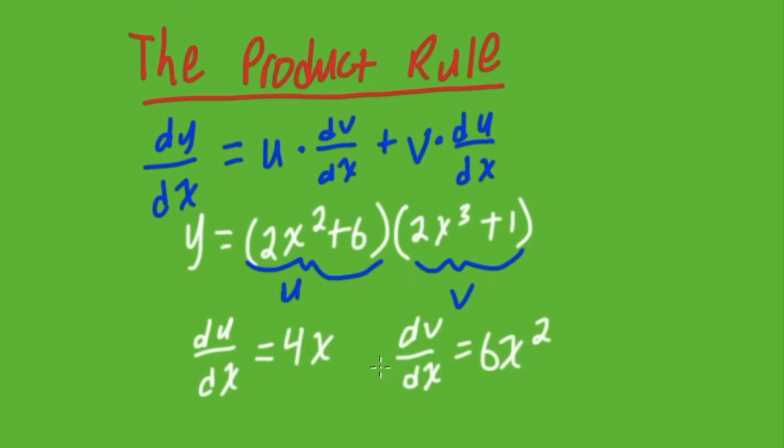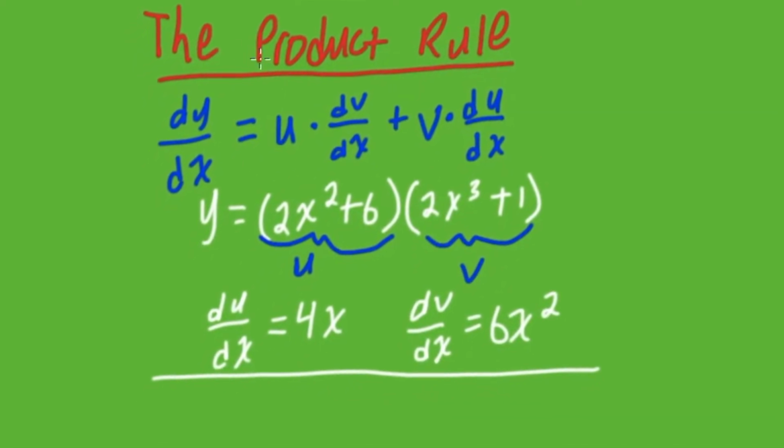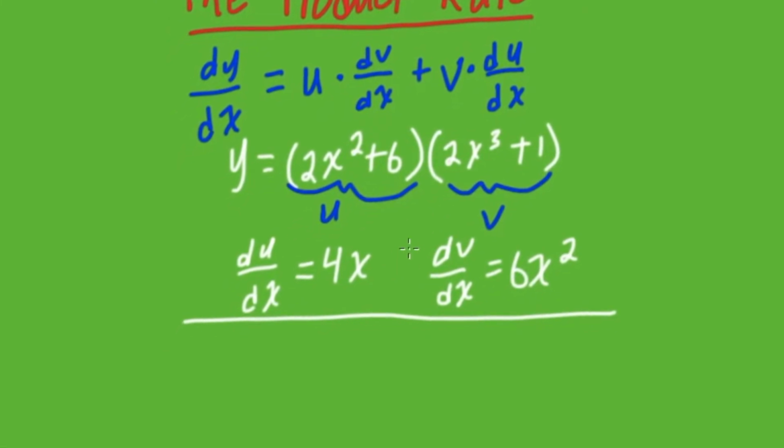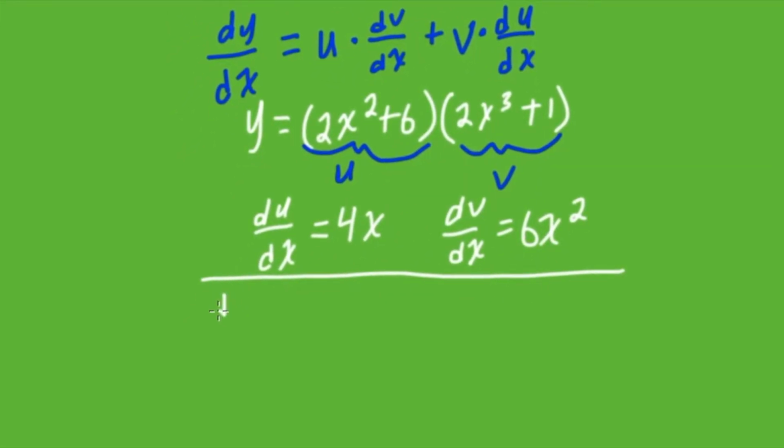Now we have found every value in this formula. We have found u, we have found v, we have found du/dx, and we have found dv/dx. So we can now substitute these values in. So step 1 of using the product rule is to find these values. Once we have them, we just substitute in.